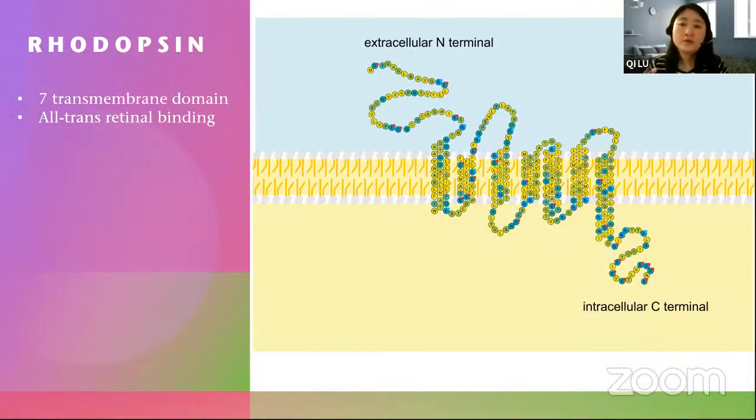Then let's go back to see the structure of the channelrhodopsin, and we can see that close to the surface of the membrane, there are more charged residues, and within the membrane, the alpha helices inserted into the membrane are more electrically neutral amino acid residues.